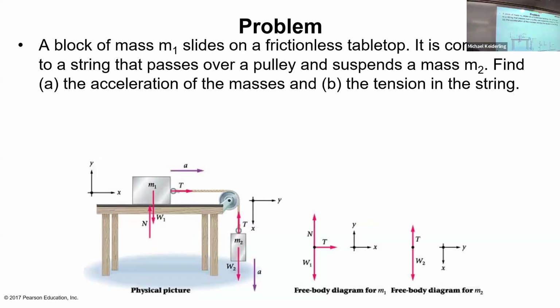Now here we have that same setup. Block of mass 1 slides on a frictionless tabletop. It's connected by a string that passes over pulleys and suspends the mass M2. We want to find the acceleration of these masses and the tension in the string. And this is all symbolic.